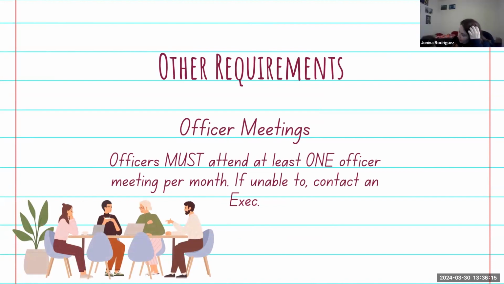And then there are other requirements if you do become an officer or an executive officer. We have 2 monthly meetings to discuss upcoming events, what we want to do for the year, and to schedule out everything. You must attend at least one of those. So if you can't attend the first meeting of the month, you have to attend the second meeting of the month, and just communicate with your executives, letting them know that you won't be able to come.